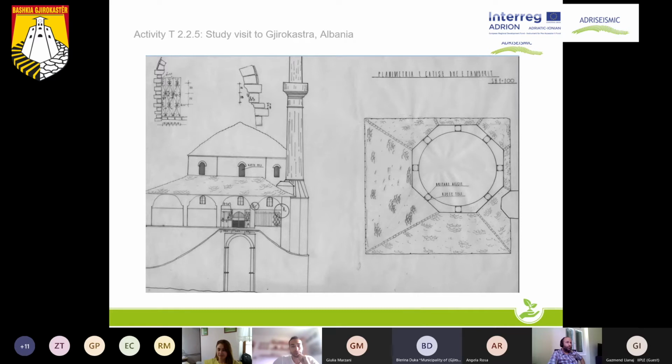So this is the facade of the mosque of the Gjirokastra bazaar, and we have chosen this object because of the characteristics that it has as an object. So the next slide, please.